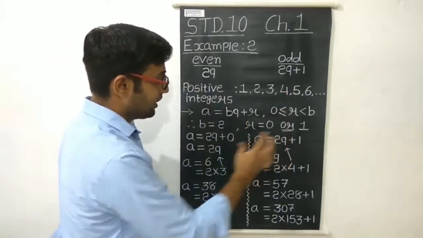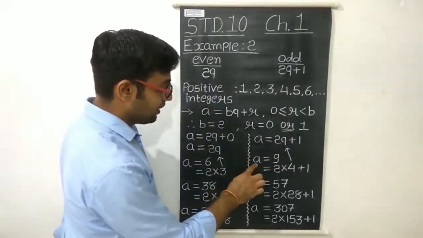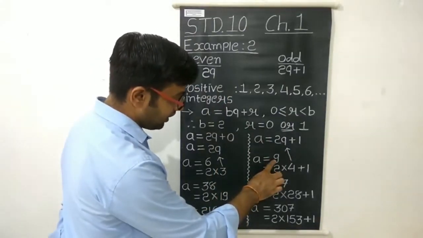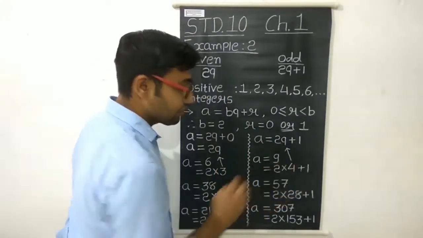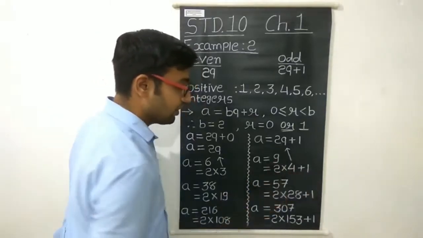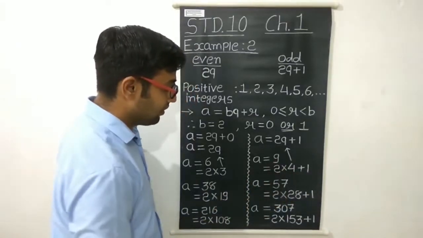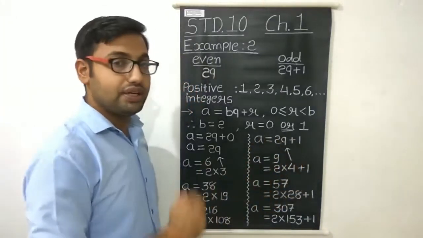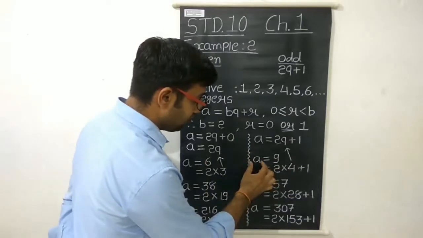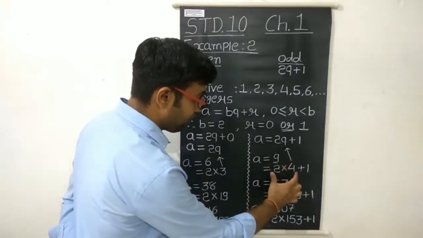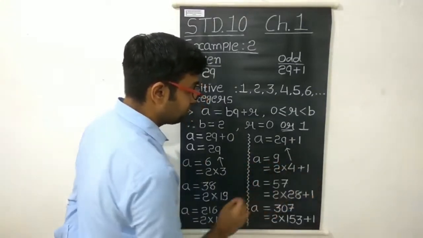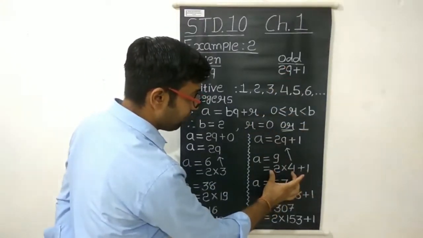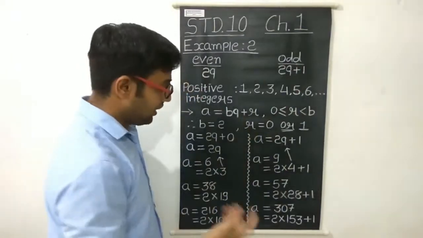Now let us take an example of an odd number. Let's take a as 9. How can we write it? As 2 multiplied by 4 plus 1. 4 twos are 8, plus 1, so the total is 9. So what is this 4? 4 is a q. q is some integer. So we can write this 9 in the form of 2q plus 1. Right? What is 9? 9 is an odd number, and we write it in the form of 2q plus 1.